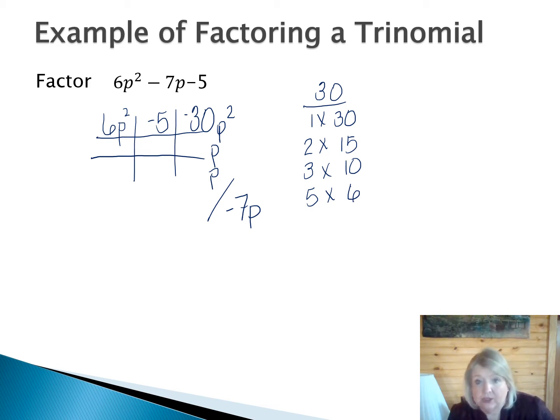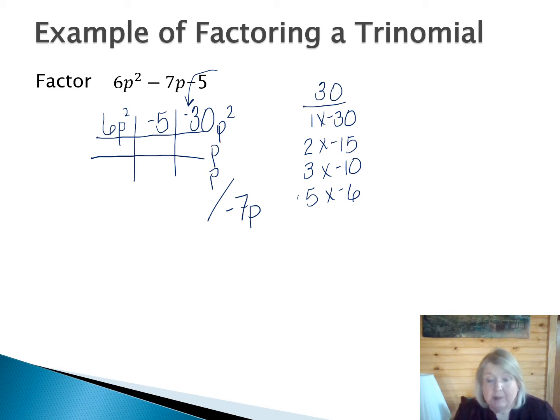Now, because 7 is negative, I know all of these bigger numbers are going to be negative. Because this is negative, I have to multiply to get a negative answer, which means I had to multiply different signs to get that negative answer. So these little ones are all positive. That way I've got different signs to multiply and get a negative, but the big one is going to be negative so that when I add them, the 7 will be negative.